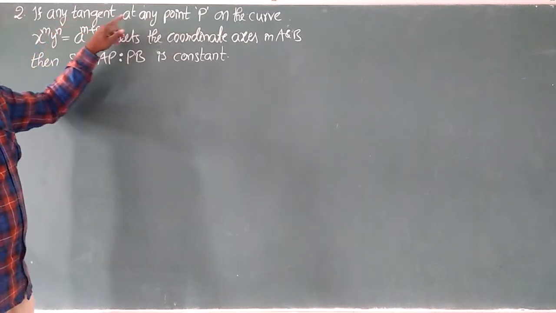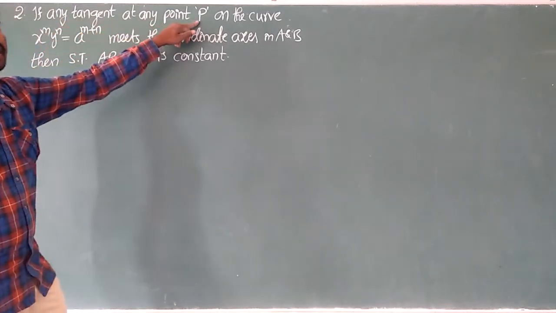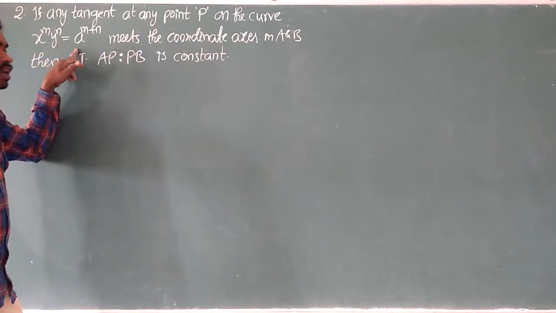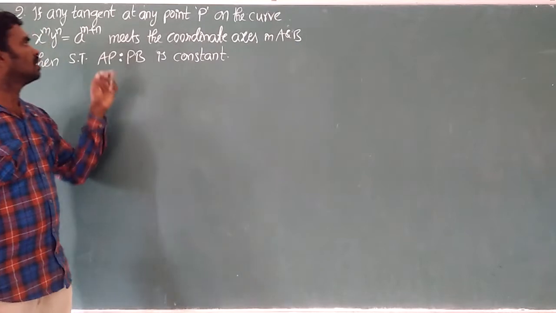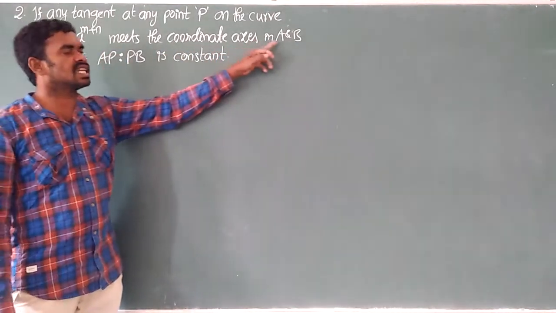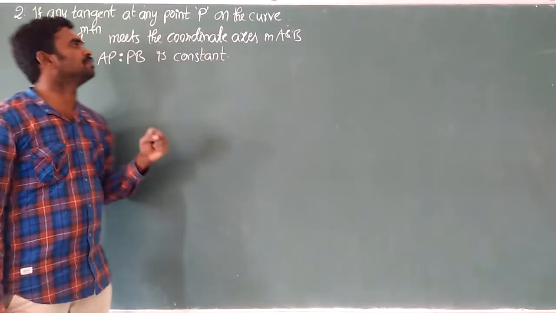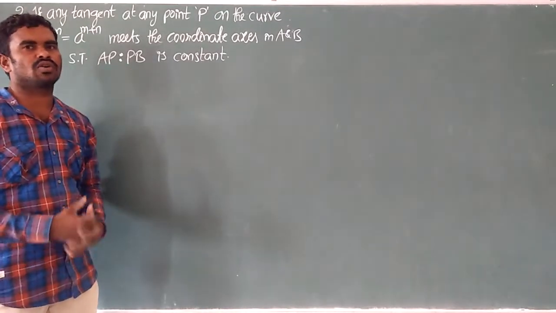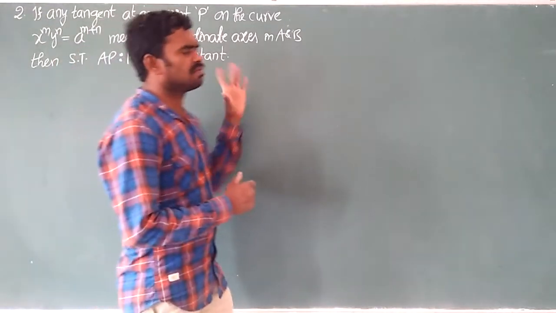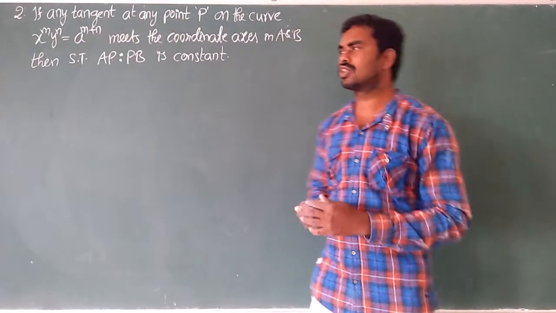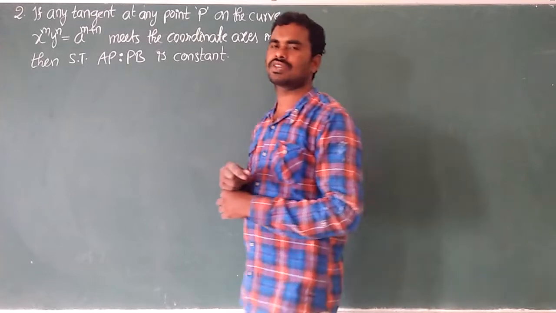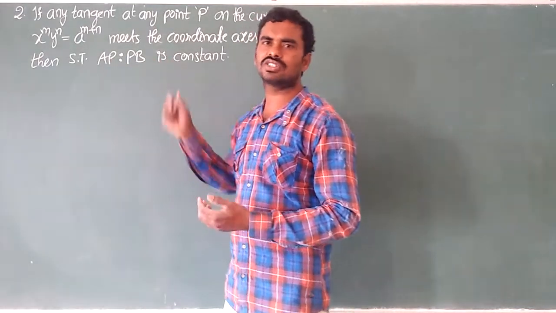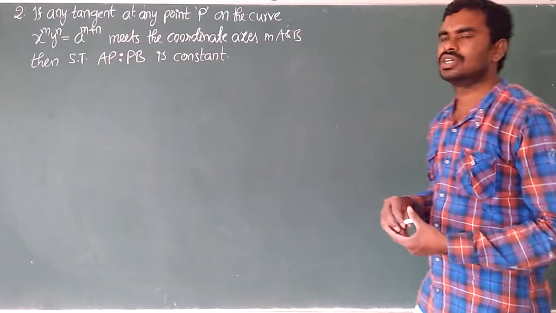If any tangent at any point capital P on the curve x power m y power n is equal to a power m plus n meets the coordinate axes in capital A and capital B, then show that AP by PB is constant. Almost the same type of question. In the first question they asked the distance is constant, so the distance formula was used. Here they are asking the ratio. So this also has a simple formula. I will tell you.